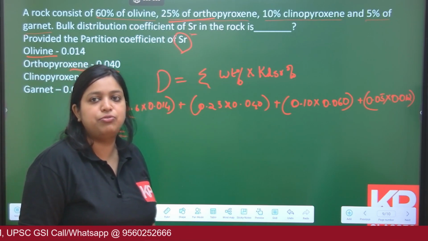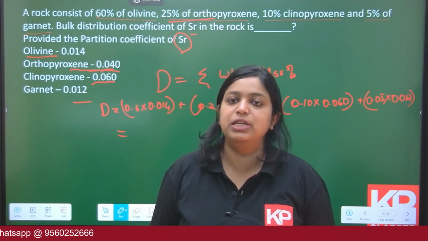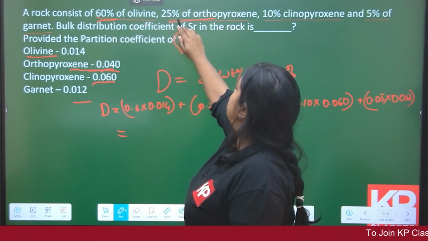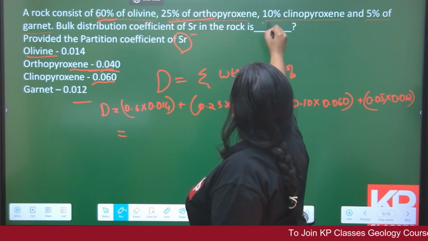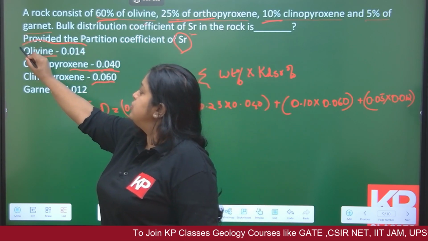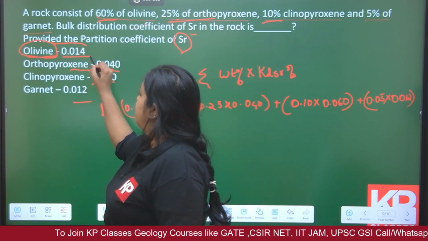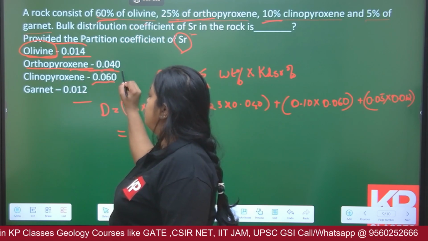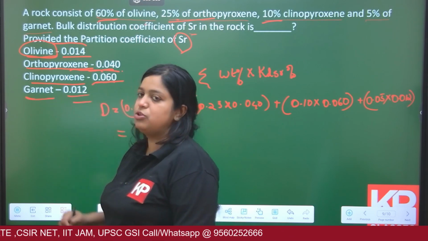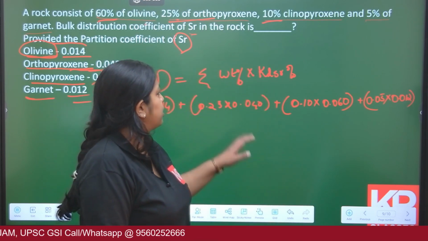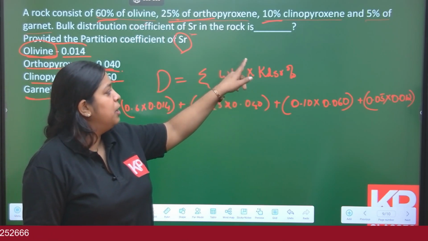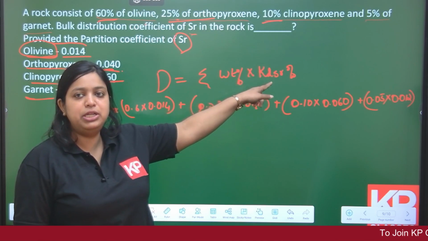The rock consists of olivine, clinopyroxene, orthopyroxene and garnet. In these bulk weight percentages, 60% of olivine, 25% of orthopyroxene, 10% of clinopyroxene and 5% of garnet. The partition coefficient of strontium in olivine is 0.014, that of orthopyroxene is 0.040, clinopyroxene is 0.060, garnet is 0.012. So the equation for calculating the bulk distribution coefficient is the summation of weight percentage of each mineral multiplied by the Kd value of strontium in each mineral.